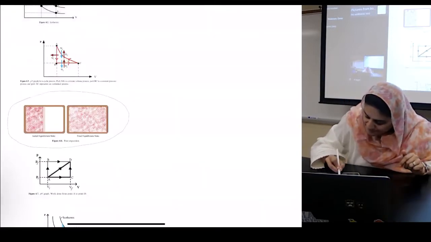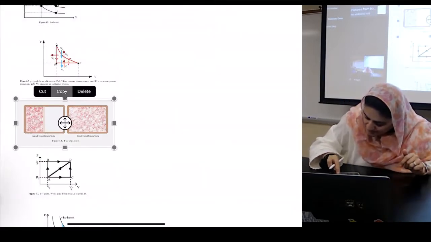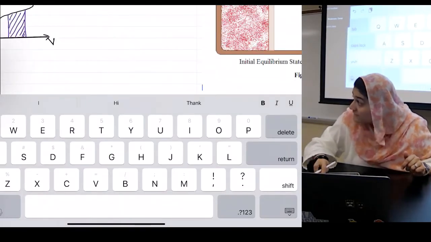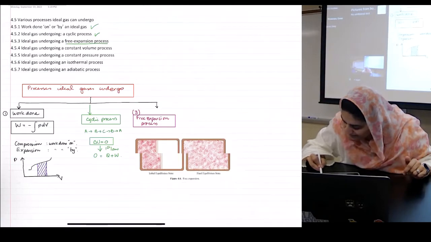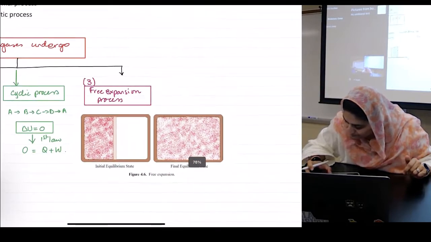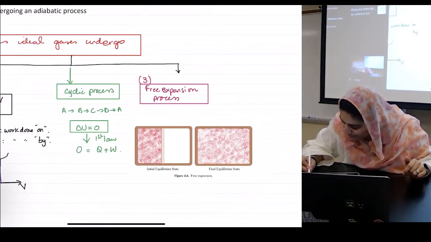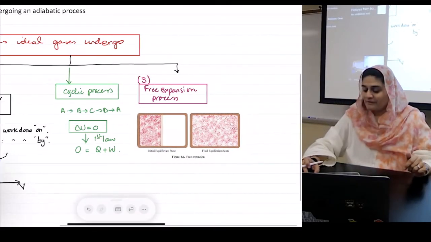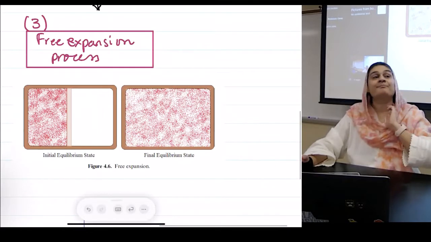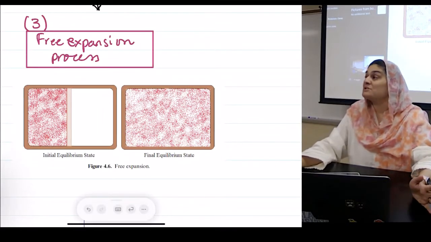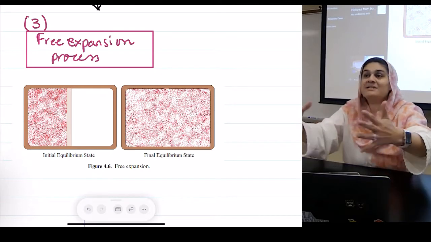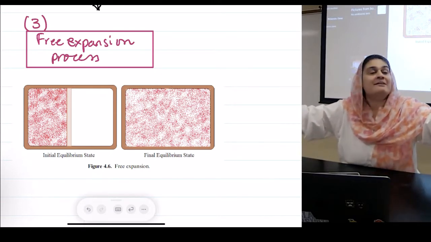So this is a free expansion process. Copy. Paste. What's happening here? You're shrinking. Oh yeah, I'm shrinking the image, but what's a free expansion process? The gas expands to fill its container. Yep, that's it.